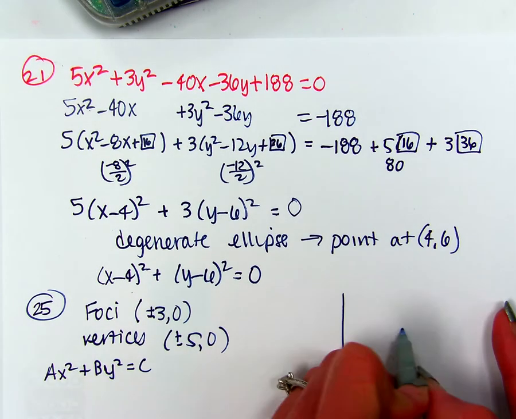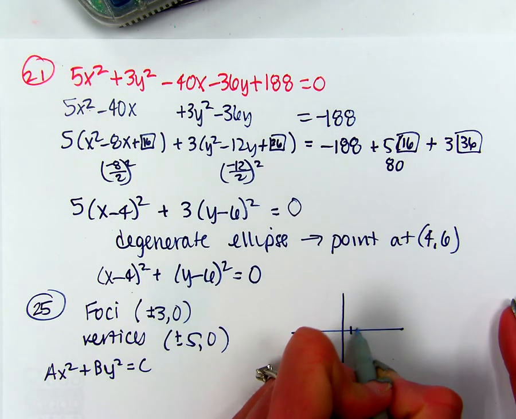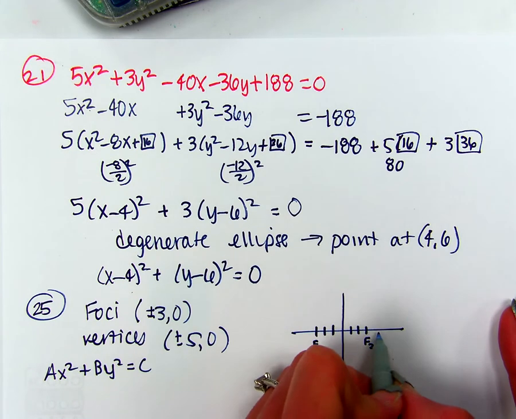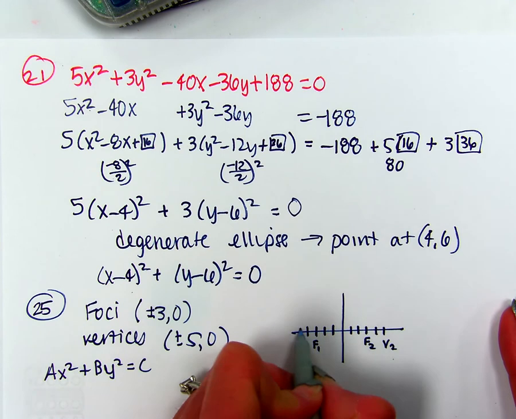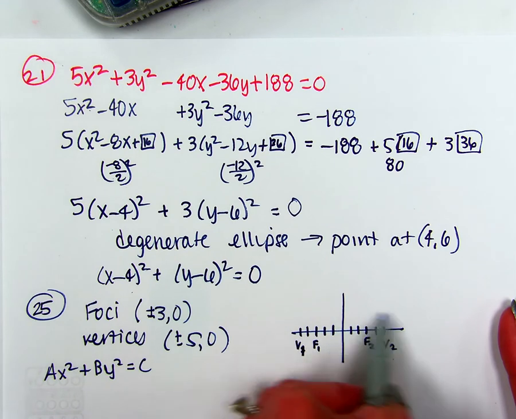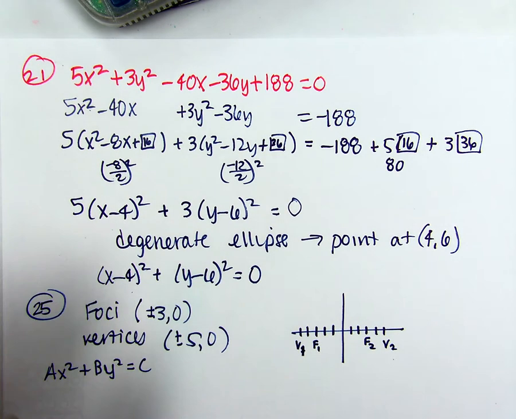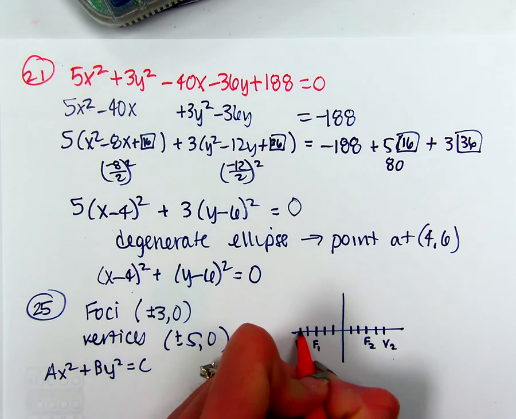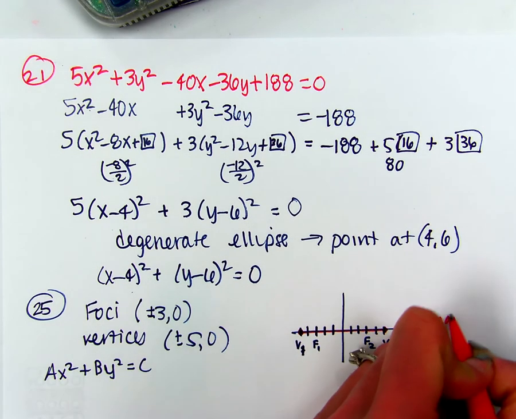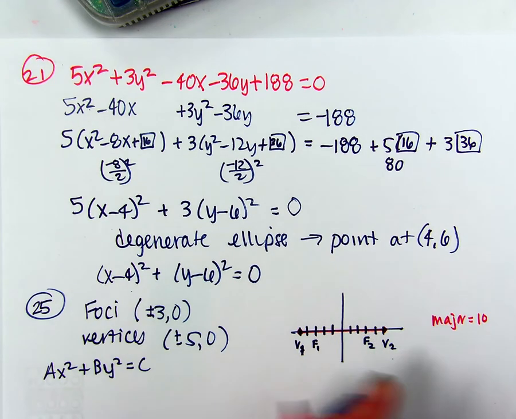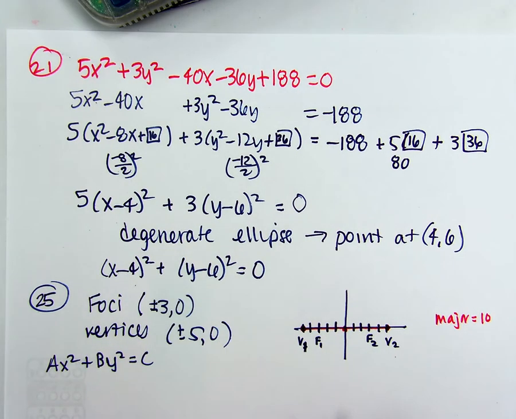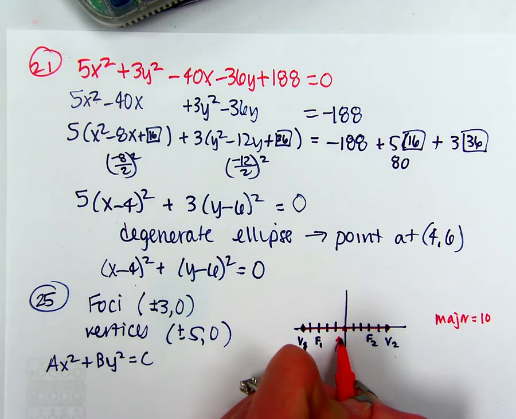All right, so I think it's easiest if you draw a picture. So my focal points are at 3, 0 and negative 3, 0. And my vertices are at 5, 0 and negative 5, 0. This tells me that my ellipse has to be a long one to the left and right. So this is my major axis right here. So my major axis is 10, and it's exactly symmetric over the y-axis, so I know that my center has to be at 0, 0.